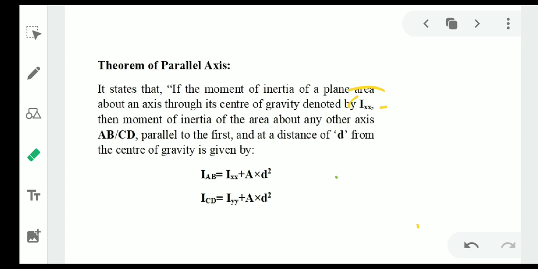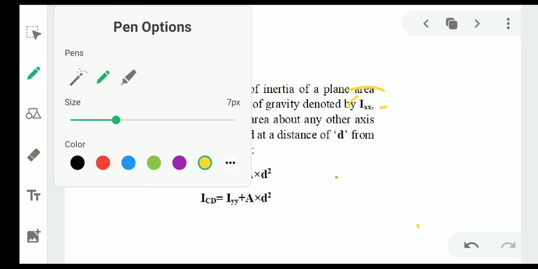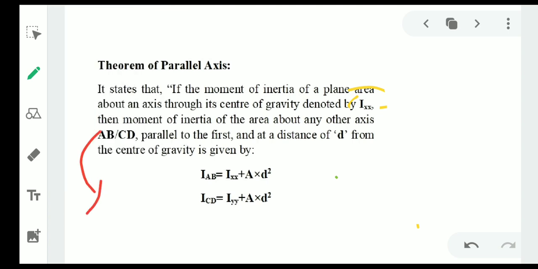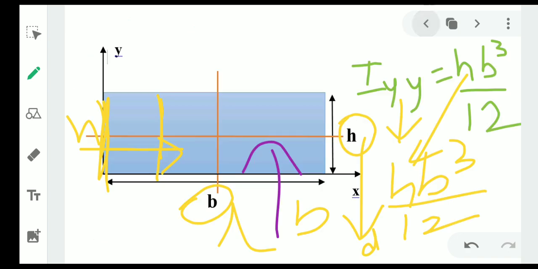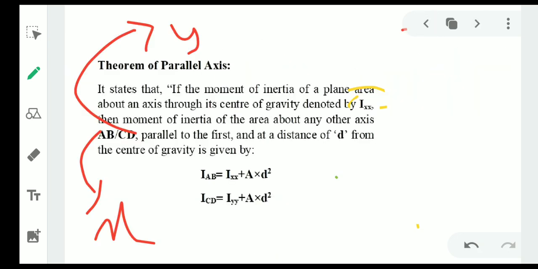Then the moment of inertia about any other axis, AB or CD. Here AB I have taken for calculating in the x direction, and CD I have taken for calculating in y. Okay, simple. And the axis AB is present at a distance of d from the center of gravity, that is, from the center of gravity of this particular section. Okay, don't worry, very simple. The most important thing here is that distance d, because the formula becomes what?